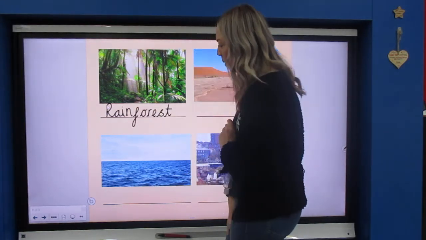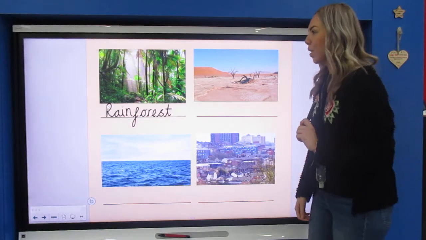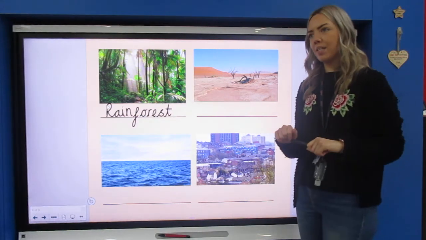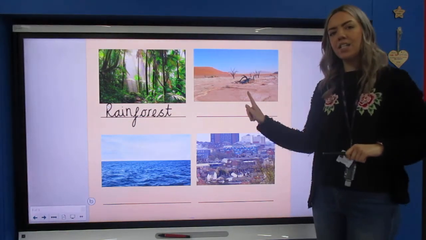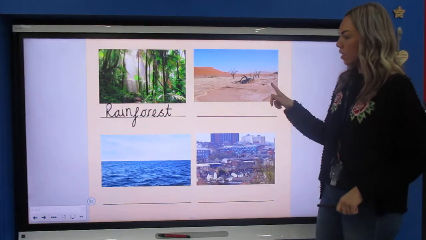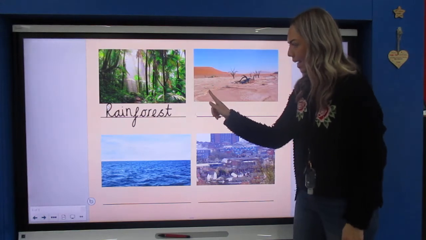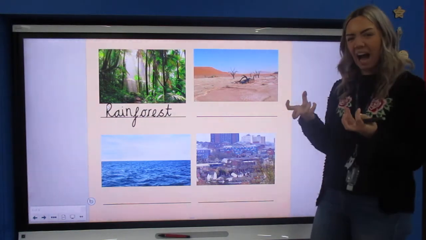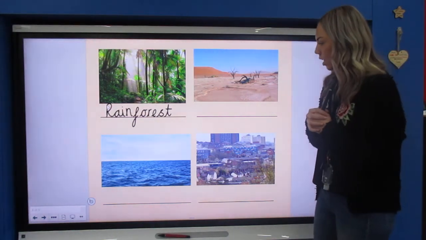Rainforest. Super. Well done. Now, let's have a look at our second habitat. What can we identify? So what can we see in this picture? Well, it's very, very dry. I can see lots and lots of dry ground.